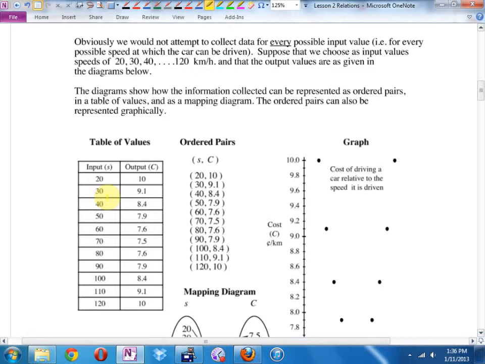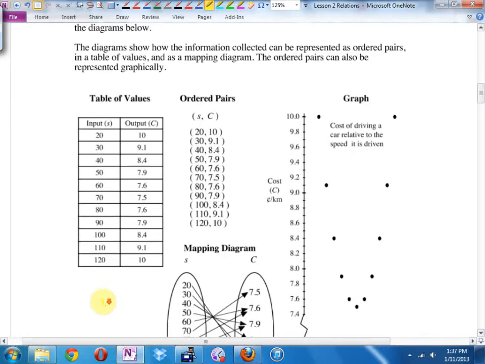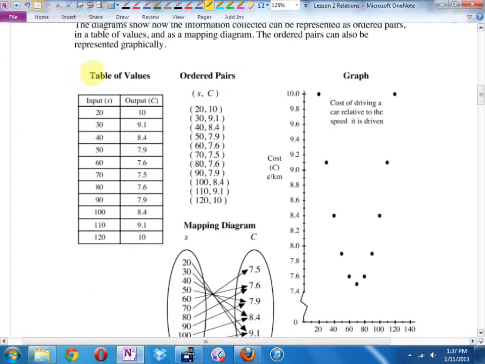We've chosen as our input values, we started out with 20 kilometers an hour, and we've measured the cost it costs us per kilometer every 10 kilometers per hour increase. So here's how we can represent that. Here's our table of values. Here's our ordered pairs, 20, 10, 30, 9.1, 40, 8.4, ordered pairs.